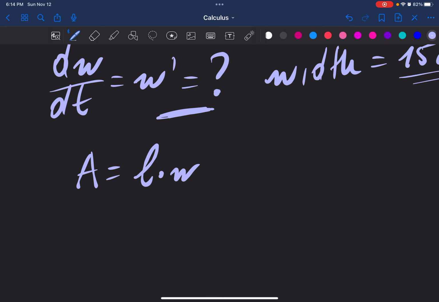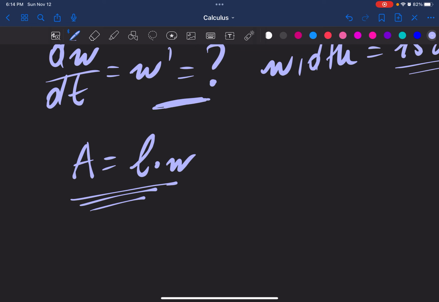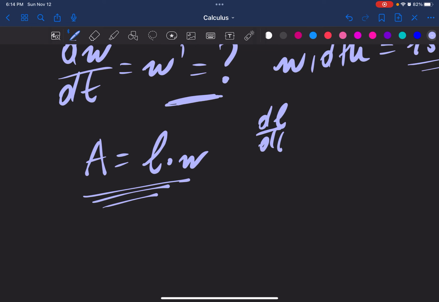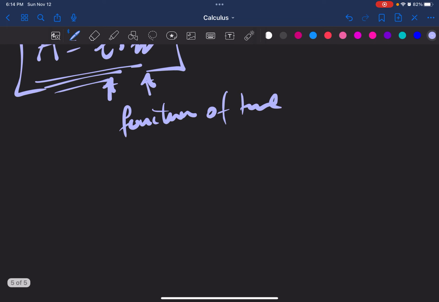From my geometry knowledge, I know that the area of a rectangle is equal to the length times the width. So in this case, if I want to find what dW/dt is, I need to find the derivative of this whole equation. Why? Because we are considering L and W in this case as being functions of time, because they're both changing because of time. And the area is a constant, so it's also changing because of time in this case, because all of them are functions of time. So in this case, I have to find the derivative of this whole thing.